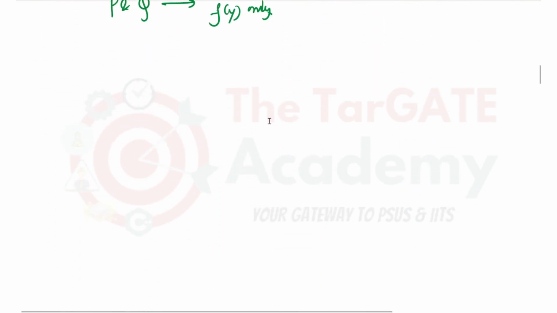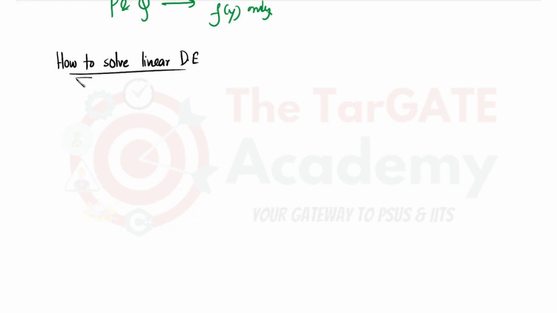Don't worry. But in order to solve, how to solve a linear differential equation of first order? There is a method. You will be given, for example, I am writing down the general equation, dy by dx plus py is equal to q. Then how will you do it? What is the first step?